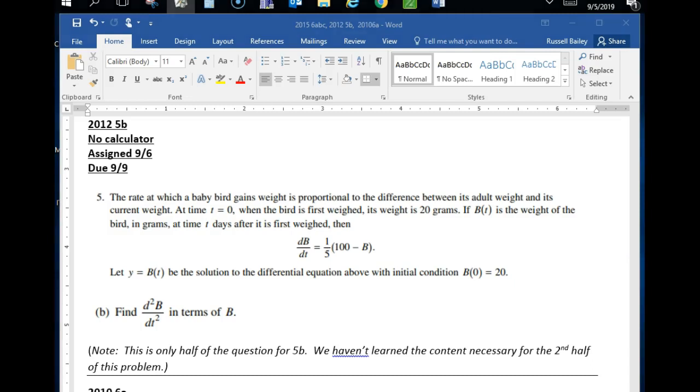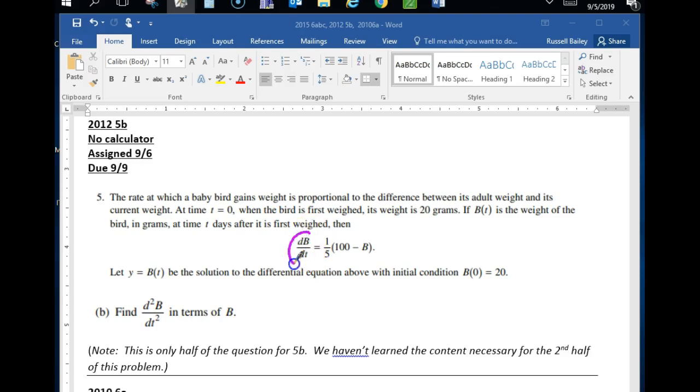All right, so there's a lot of blah blah in this problem, which really isn't necessary, but it's still good to read it and kind of do our best to understand what they're saying. Let's see what it says. The rate at which a baby bird gains weight is proportional to the difference between its adult weight and its current weight. Okay, fun fact. We're not going to use that. It's actually written right here, and I'll show you that just for fun here.